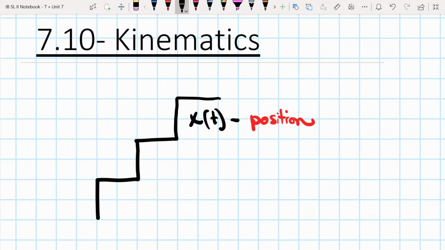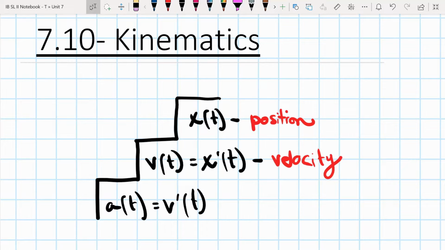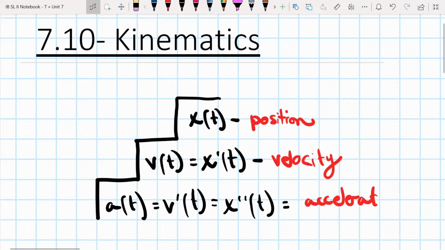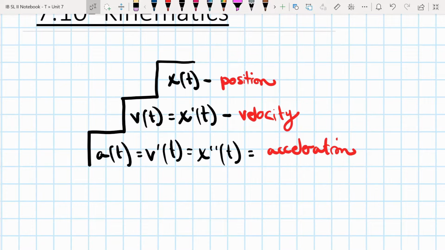And then if we go down the staircase, that is going to be the velocity. And each time we go down a step, that's going to be taking the derivative. So this is velocity here. And then lastly is going to be the derivative of velocity, the first derivative of velocity, which is the second derivative of position, and that's the acceleration. Okay, so when you go down the staircase, you're taking the derivative. When you go up the staircase, you're taking the integral of each function. Let's say you're given acceleration and you want to find velocity, you take the integral of acceleration.